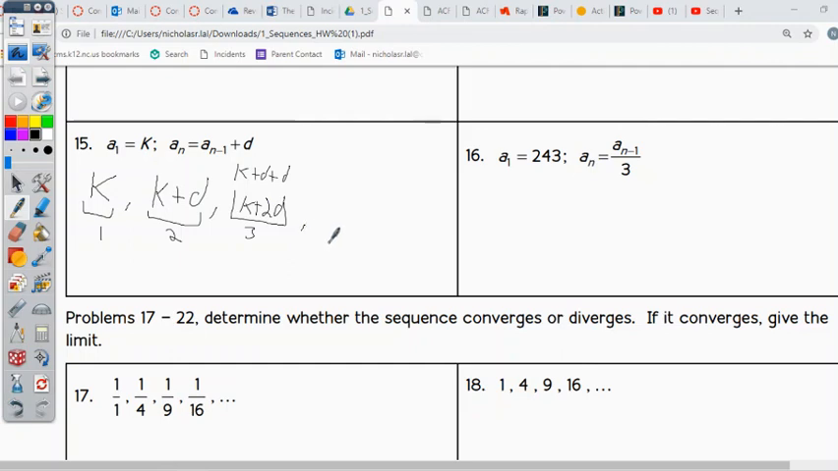What about the fourth term? K plus 3D. What's the fifth term? K plus 4D. Not 40, 4D, for the letter D. And then you can keep going with K plus 5D.